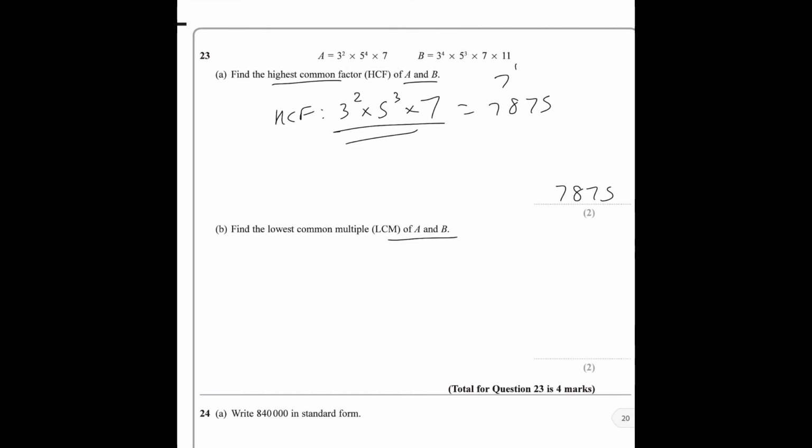Find the lowest common multiple of A and B. Since we know this value, for the LCM you have to do the opposite. You have to include the values that are not in common in both A and B, and find the highest possible power. So 3 to the power of 4 is the highest possible, 5 to the power of 4 is the highest possible, 7 is the highest possible, and 11. So for the LCM, you're just going to do 3 to the power of 4 times 5 to the power of 4 times 7 times 11.